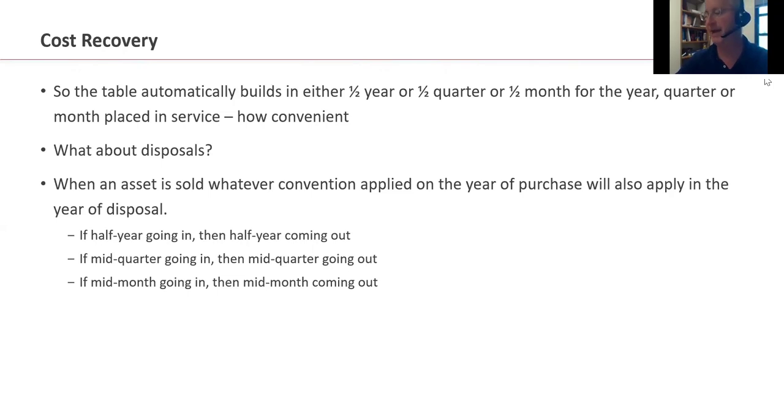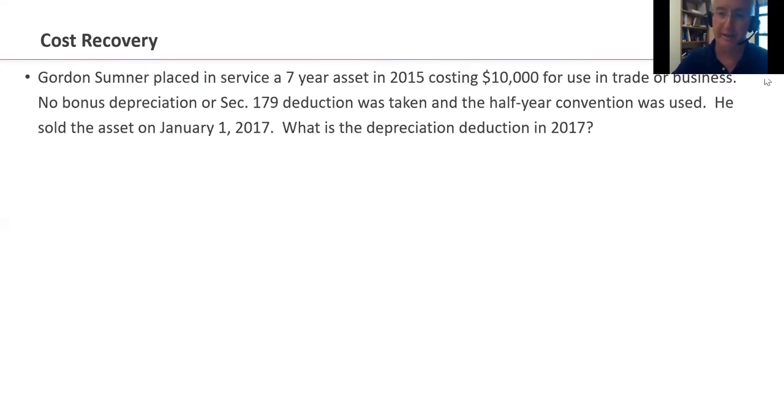So for example, if I had the half year convention when I placed it in service, I have to use the half year convention when I take it out of service. If it's mid quarter in, mid quarter coming out, mid month going in, mid month coming out. Okay, so we really just need to do an example of this. I don't know of any other way to do it.